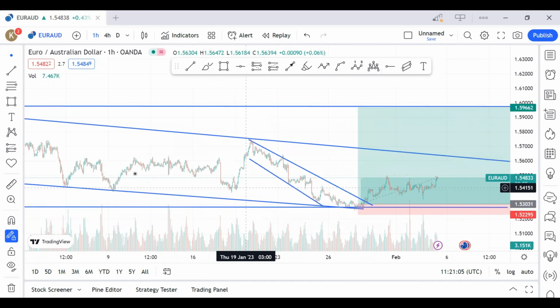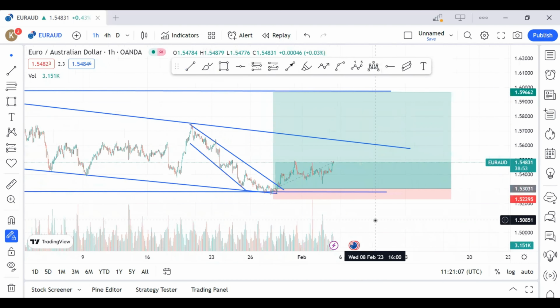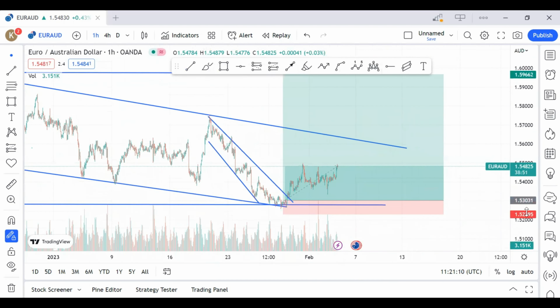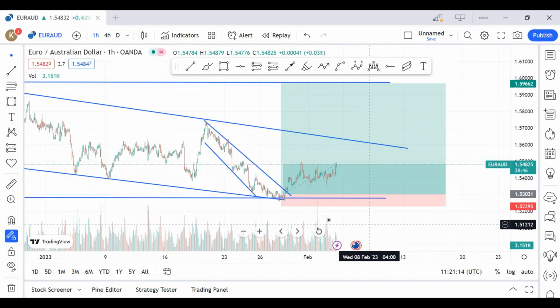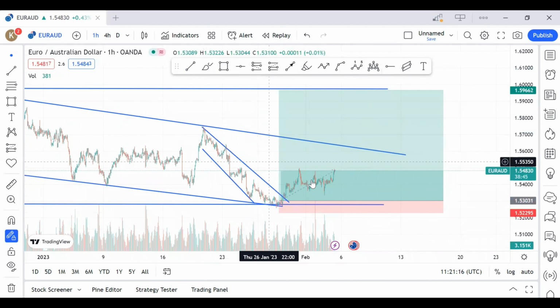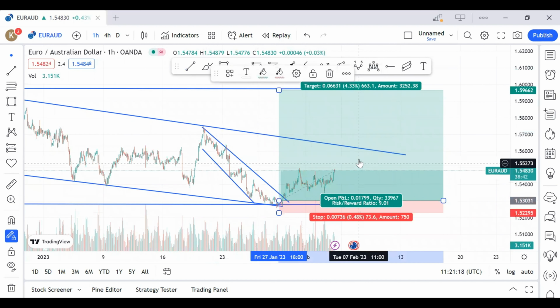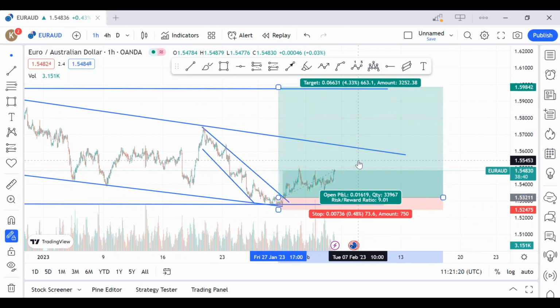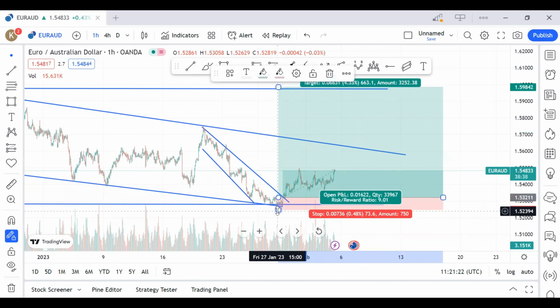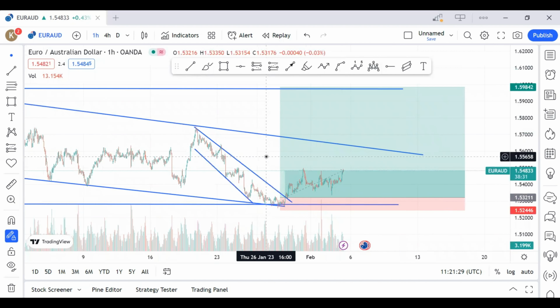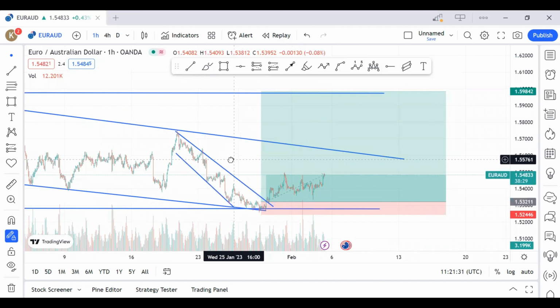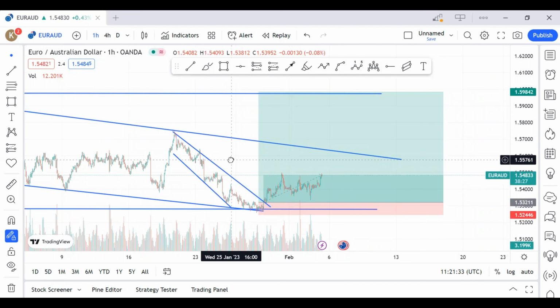Beautiful. Okay, so my entry point was going to be here. It was going to actually be here at this level here. Then my stop loss was just going to be here. So do you see how effective this is? Do you see how nice and proper this is?